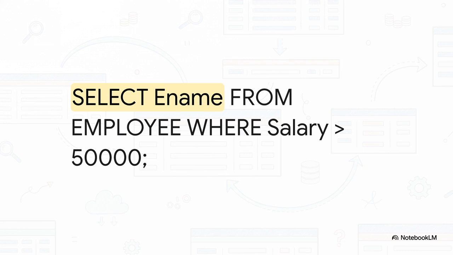We tell SQL exactly what we want, which is the ename column. We tell it where to look, the employee table, and we give it our exact filter, where the salary is mathematically greater than 50,000. Oh, and definitely don't forget that little semicolon at the end. That is literally the period at the end of an SQL sentence.